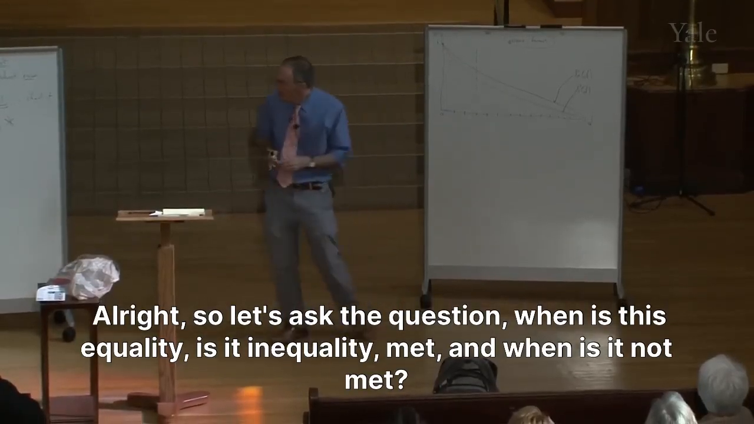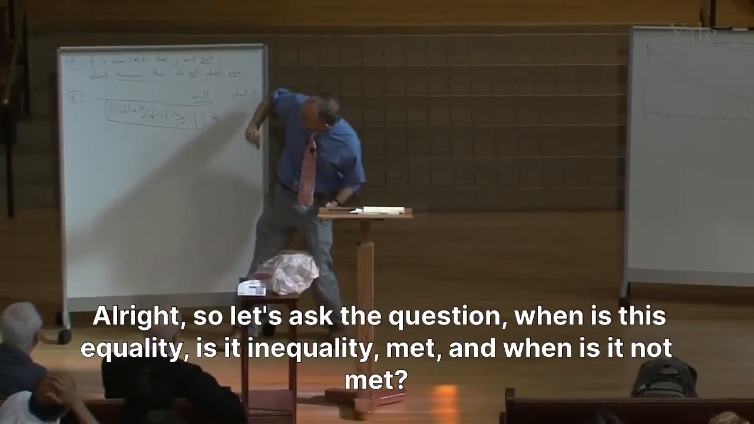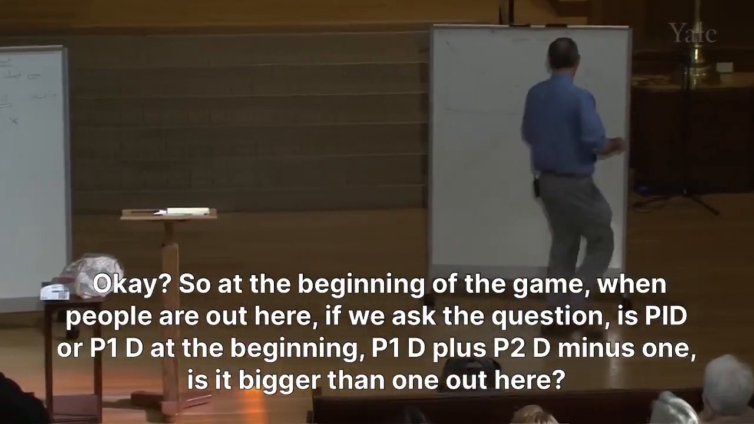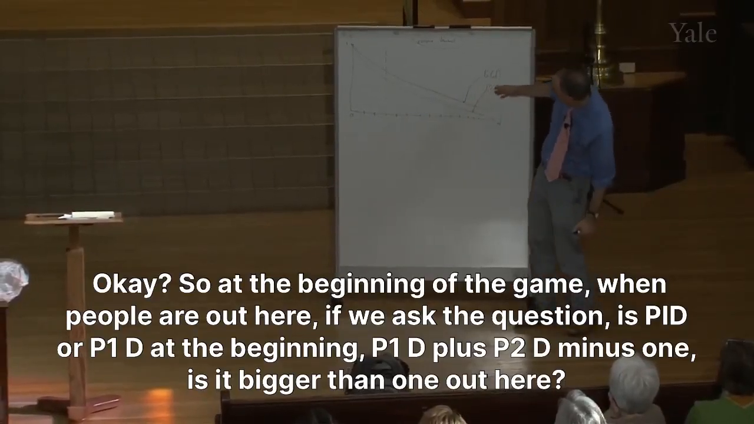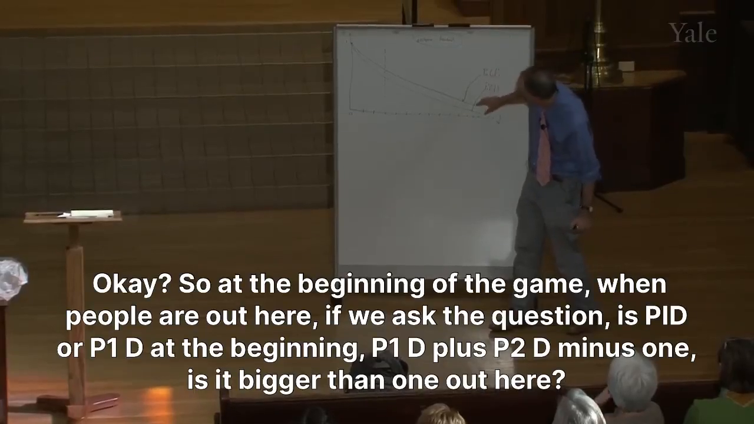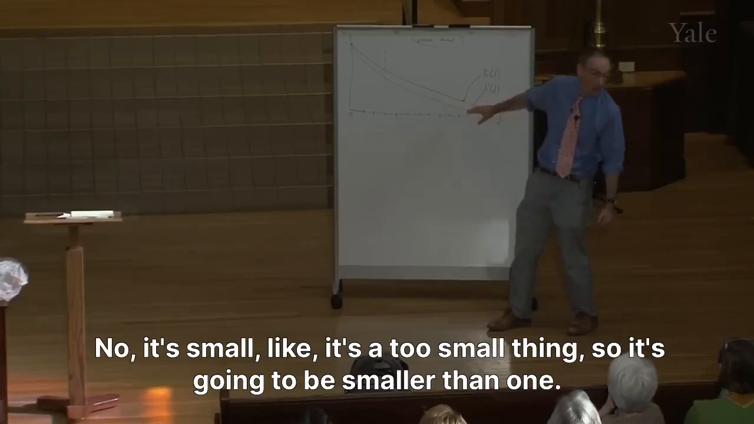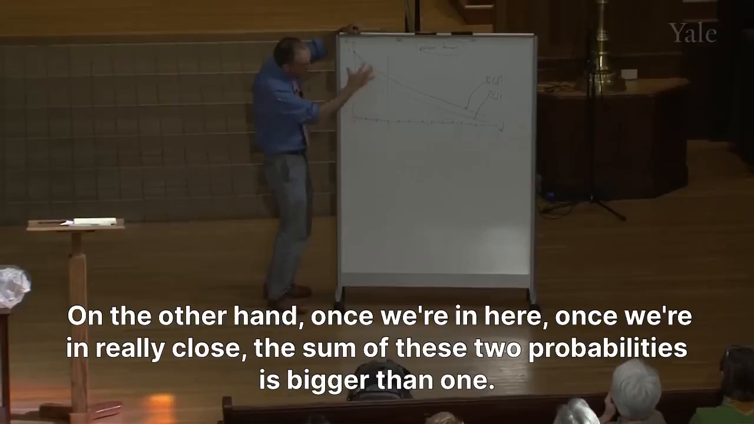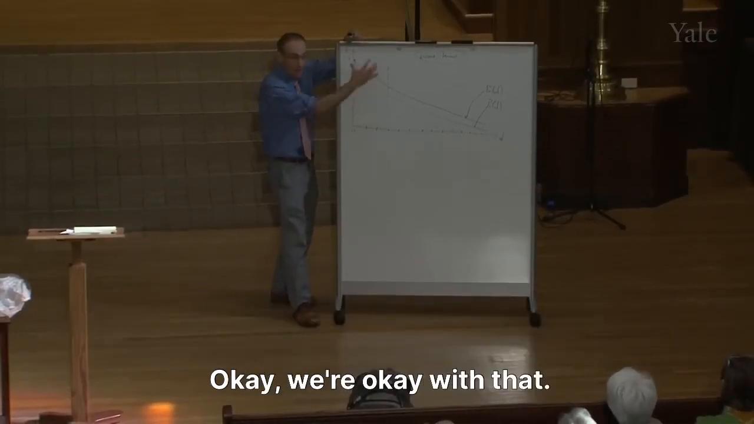All right, so let's ask the question, when is this inequality met, and when is it not met? Okay? So at the beginning of the game, when people are out here, if we ask the question, is P1D plus P2D minus 1 bigger than 1? Is it bigger than 1 out here? No, it's small. These are two small things, so it's going to be smaller than 1. On the other hand, once we're in really close, the sum of these two probabilities is bigger than 1. Everyone okay with that?